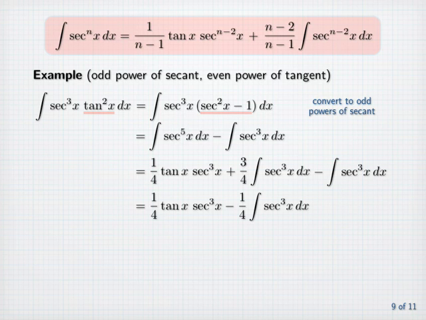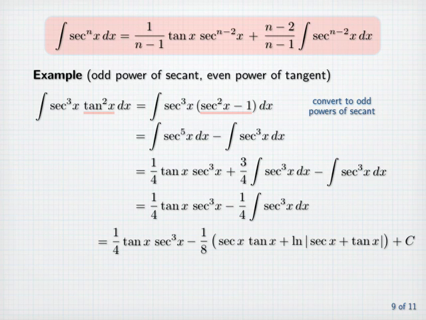Notice that in that case, 1 over n minus 1 and n minus 2 over n minus 1 are both equal to 1/2. So we can factor a 1/2 from the two terms, and we have minus 1/8 of secant x times tangent x plus the integral of secant x dx, which we recall is the natural log of the absolute value of secant x plus tangent x. Now let's factor out a 1/8 and remove the parentheses.